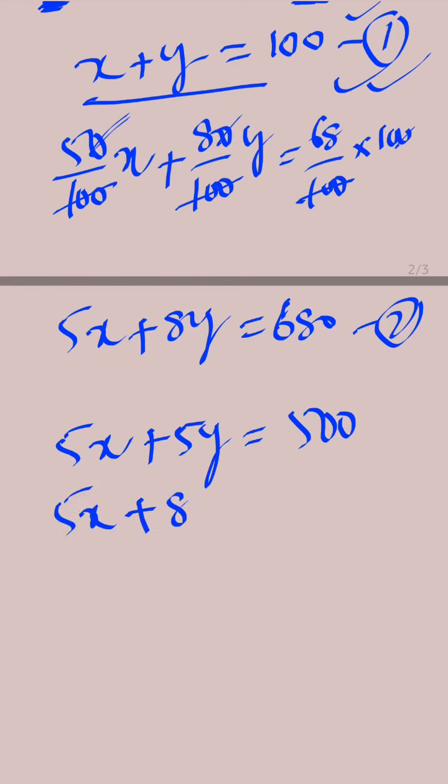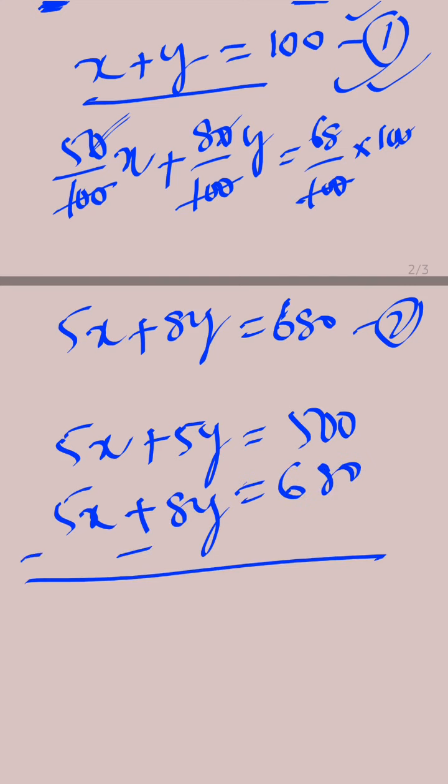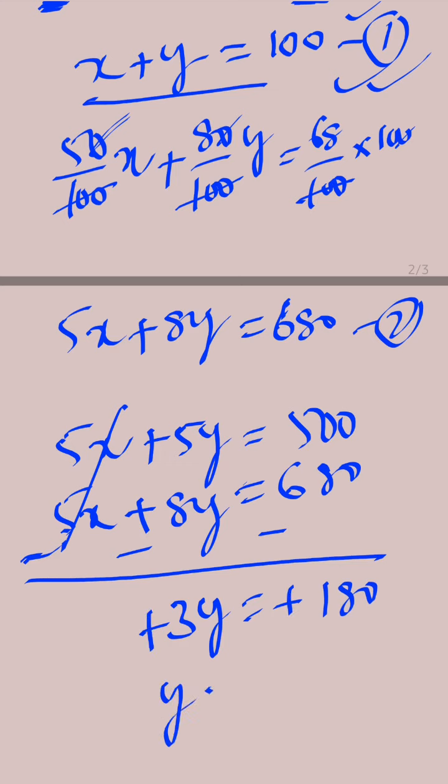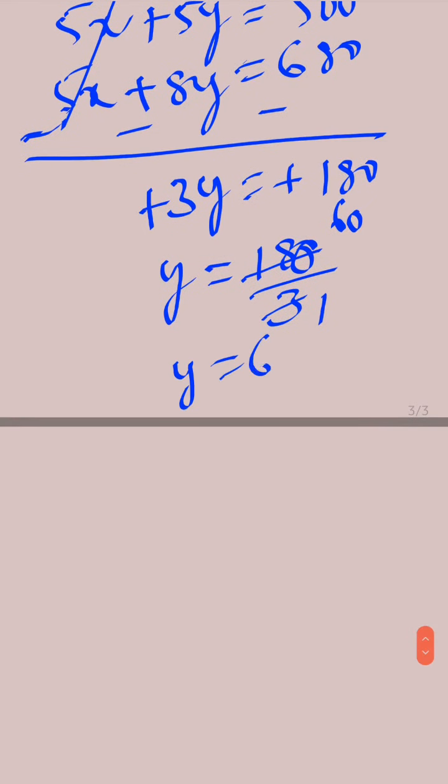Now if I solve these two by the elimination method, 5x plus 8y is equal to 680, I have written like this. Subtract it; the signs will be changed when we subtract. So these two get cancelled. Here 5y minus 8y is minus 3y, equal to 500 minus 680, that means minus 180. The minus signs get cancelled. Finally y is equal to 180 by 3. 3 ones are 3, 3 sixties are 180. So finally I got the y value equal to 60.